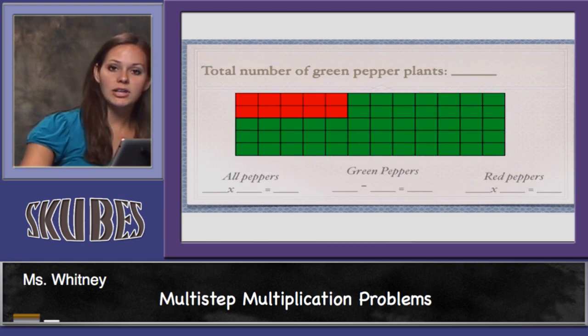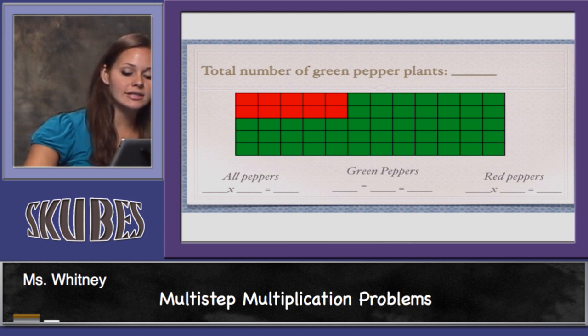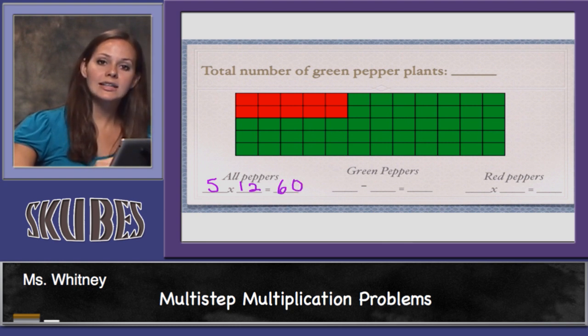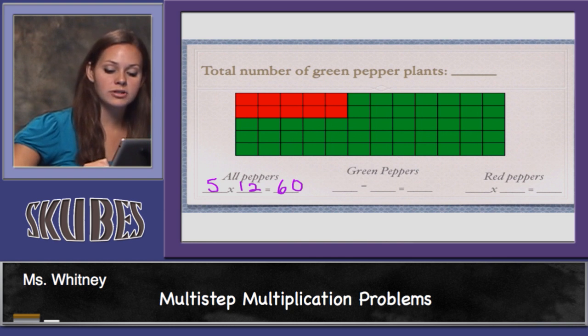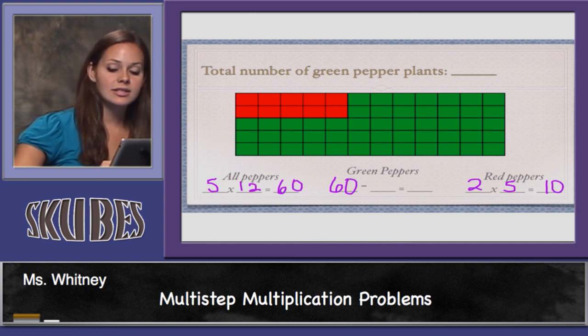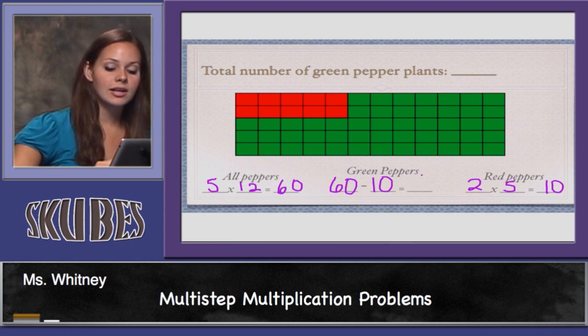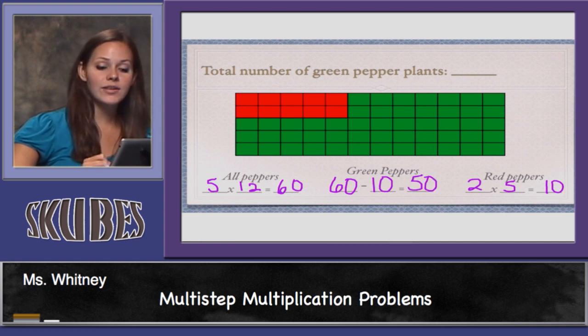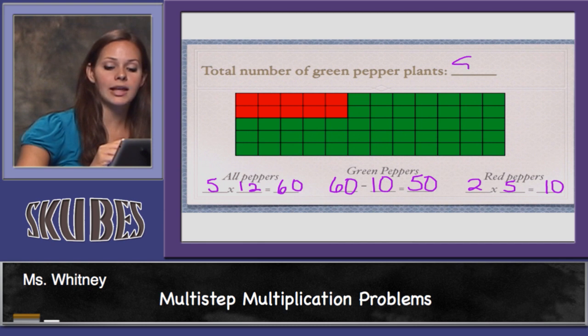So now I need to take my total number of peppers, which again was 5 rows of 12, which is 60 total peppers, and I need to subtract my number of red peppers, which was 2 times 5. I had 10 total red peppers. So I'll take my total number of peppers, subtract my 10 red peppers to get a total number of 50 green pepper plants.